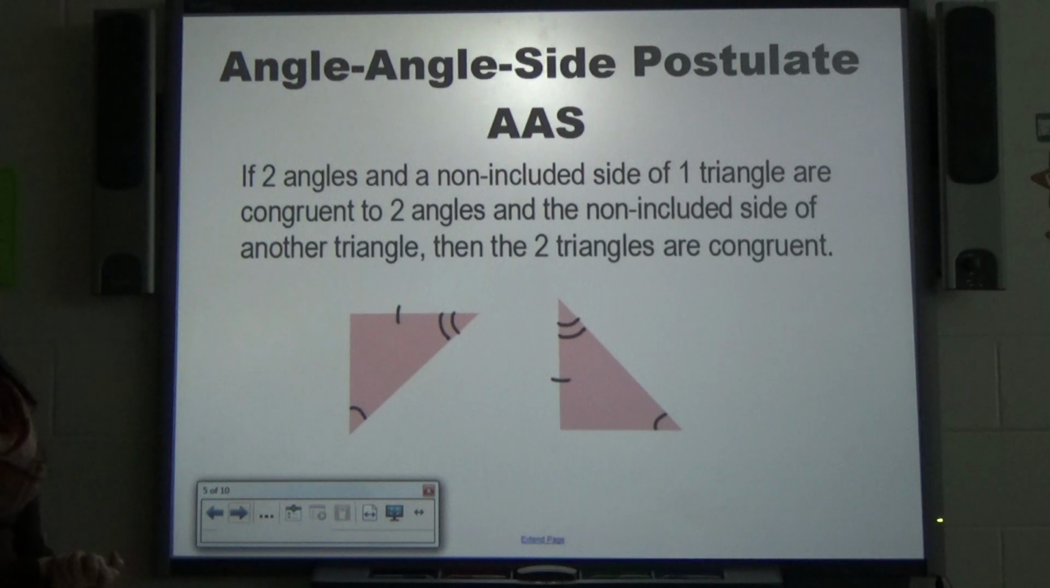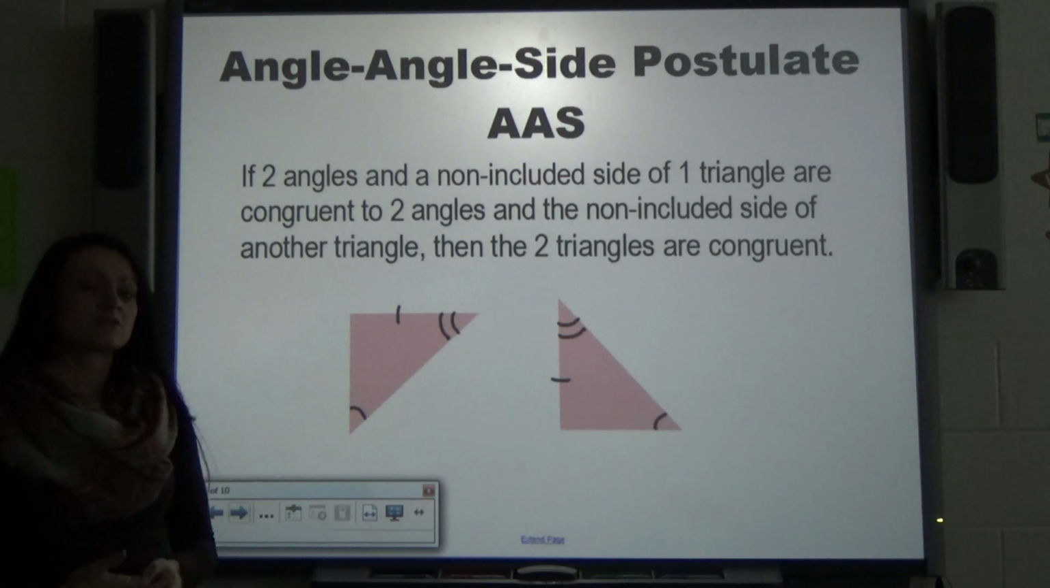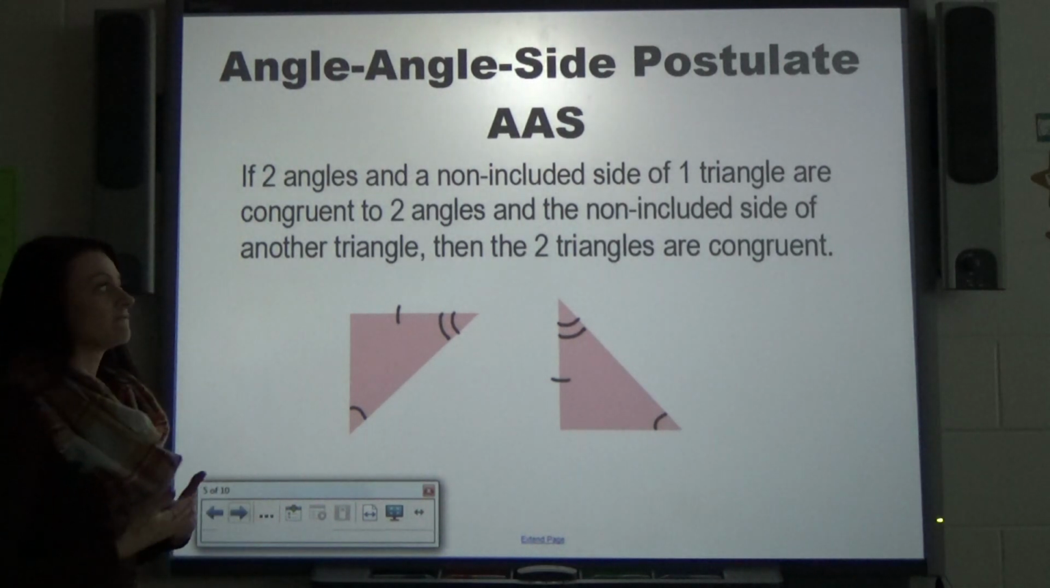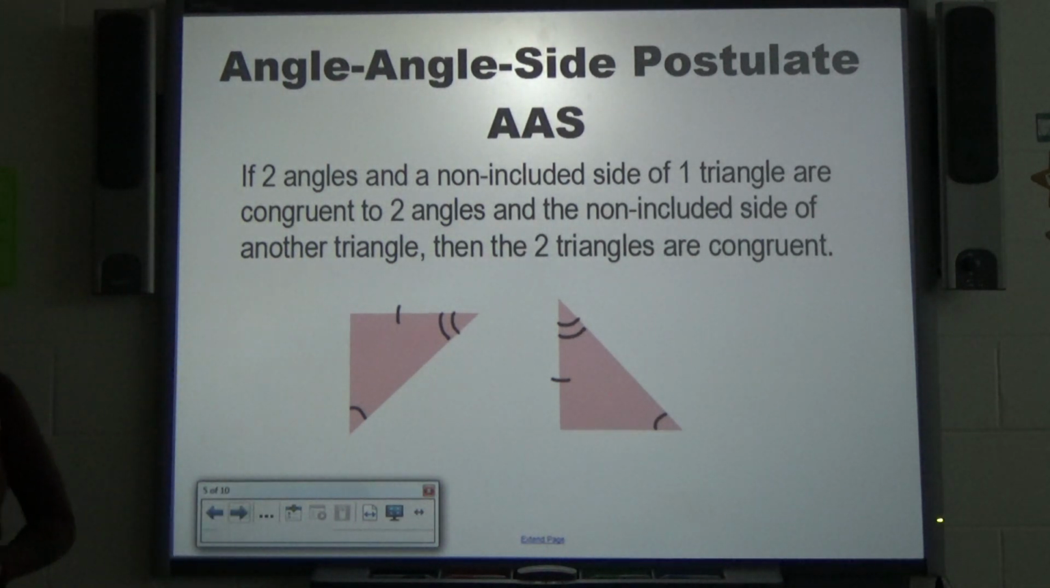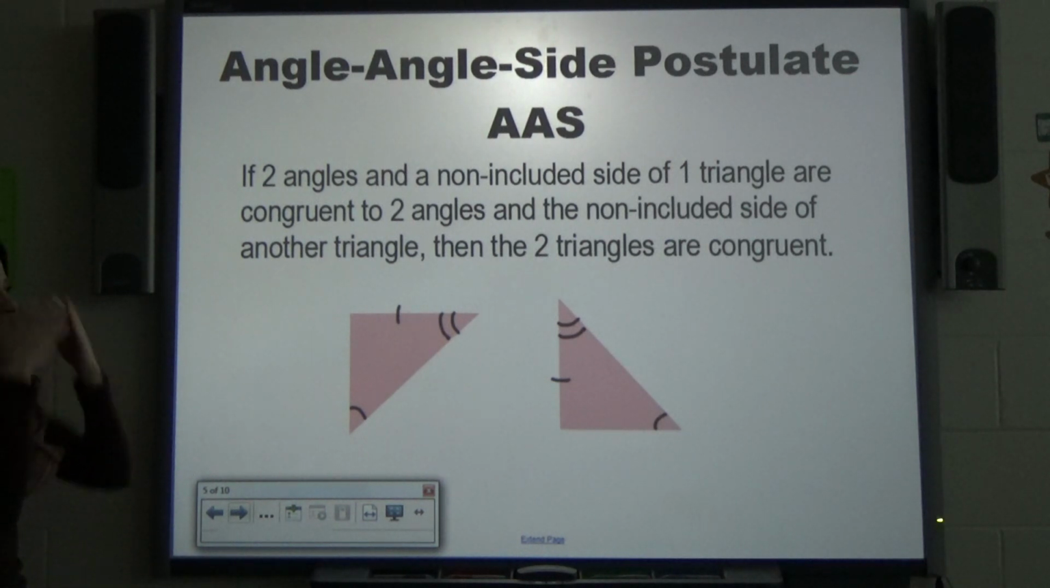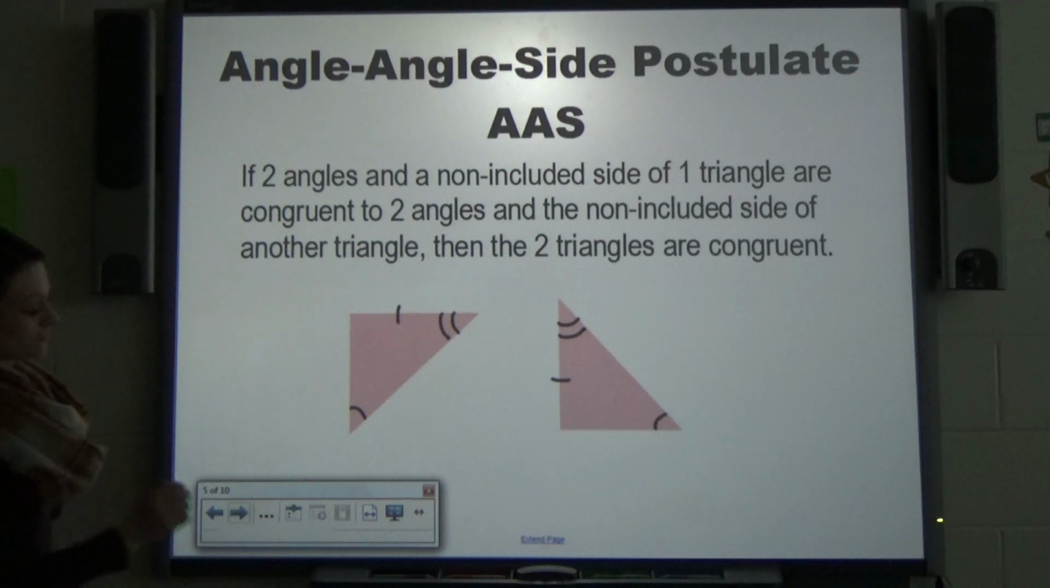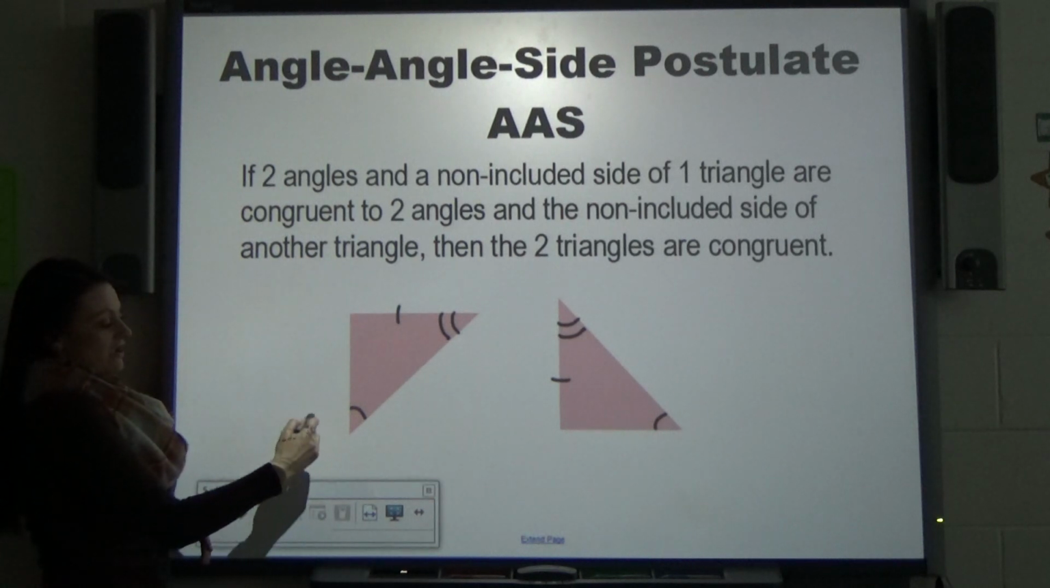Next one that we're going to look at is angle, angle, side. So now I have two angles, and then the very last piece is a side. Sometimes this one is a little bit harder to see because the angles aren't connected to each other. So I'm going to start with this single tick mark angle out here.